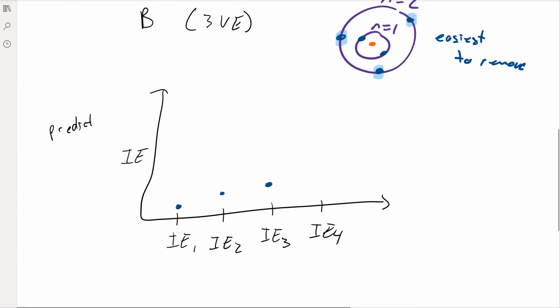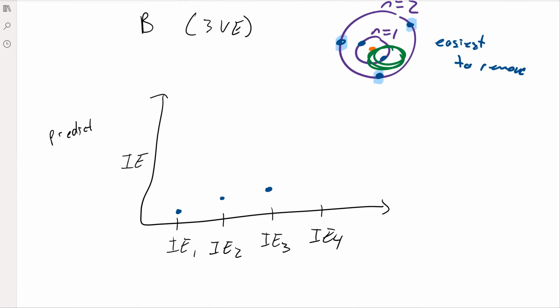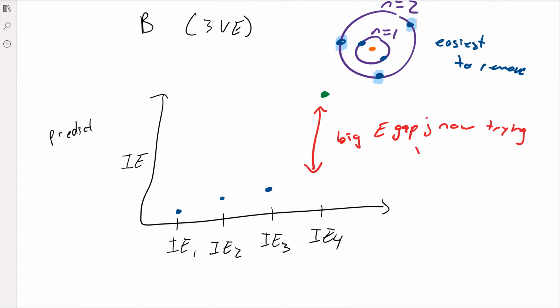Once we try to remove that 4th electron, now we're trying to remove one of these core electrons, and that should be extremely difficult to do. So we should see a big gap. It should be much harder to remove these electrons. So we should see a big energy gap because we're now trying to remove core electrons. And so that's our prediction.